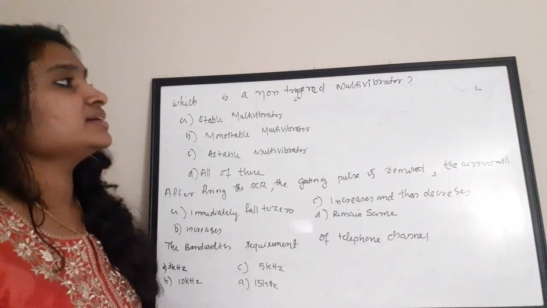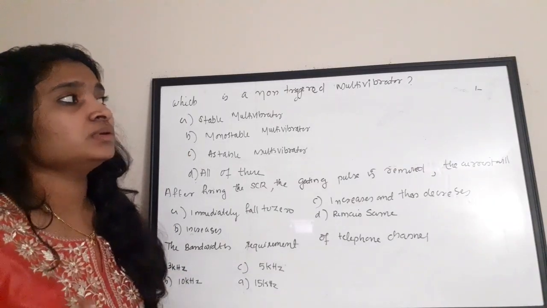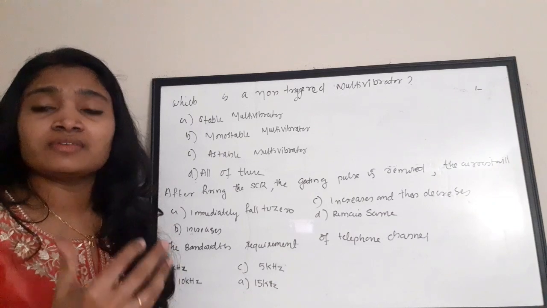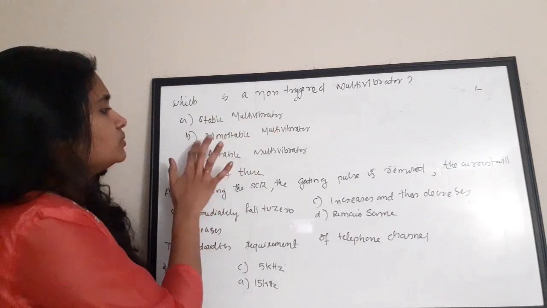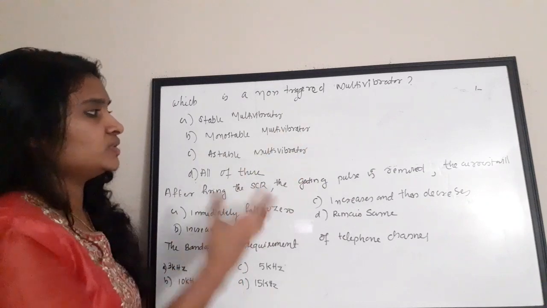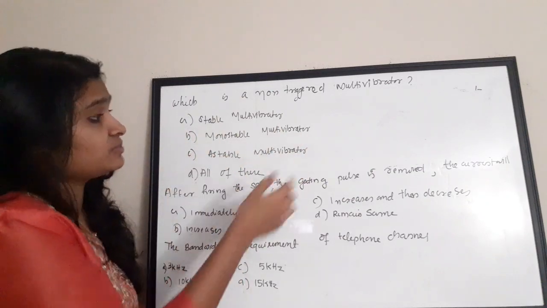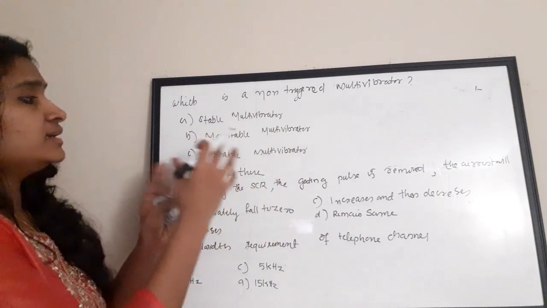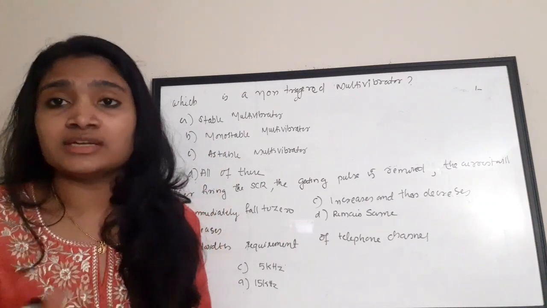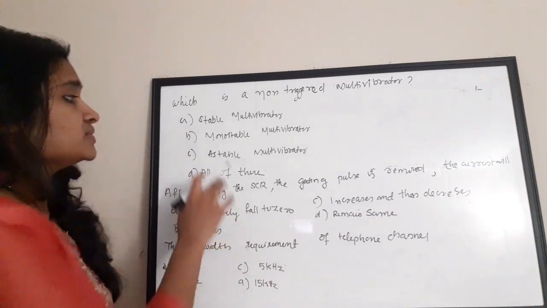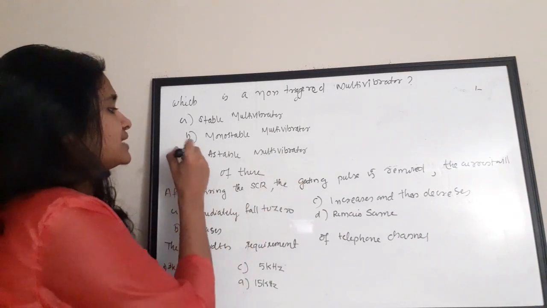Which is a non-triggered multivibrator? A non-triggered multivibrator means it doesn't have a trigger or an input signal. A, stable multivibrator? No. B, monostable multivibrator? No, it is having a triggering signal. C, astable multivibrator. If you see, in an astable multivibrator, two transistors are connected back to back. There is no triggering signal there. So the correct answer is C.